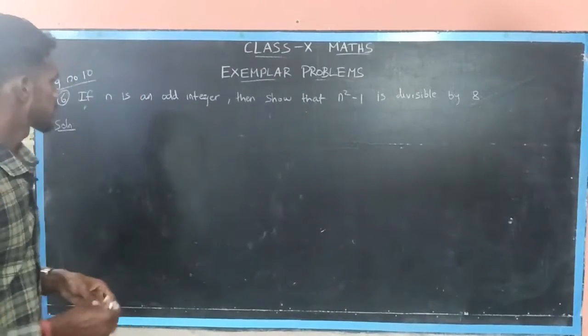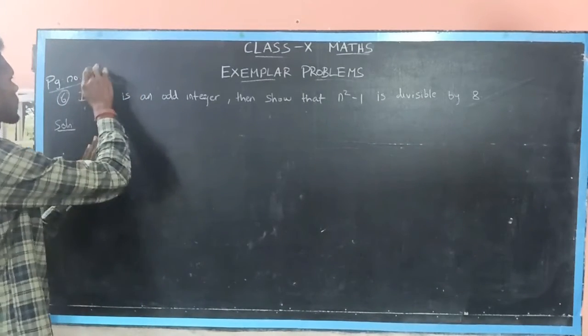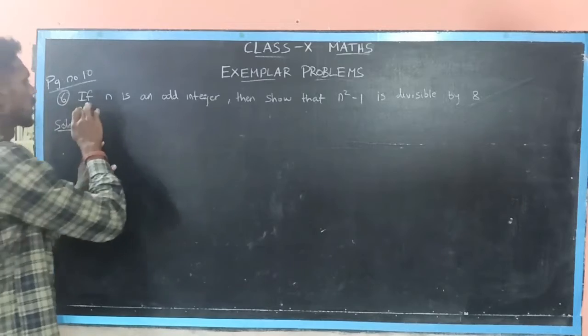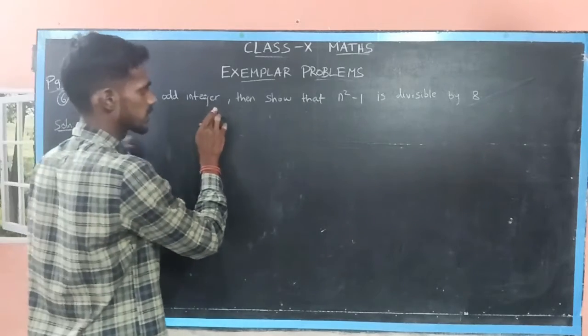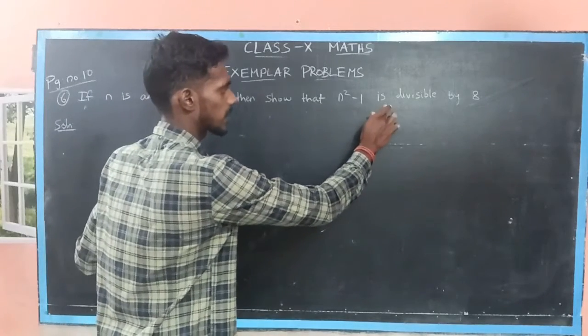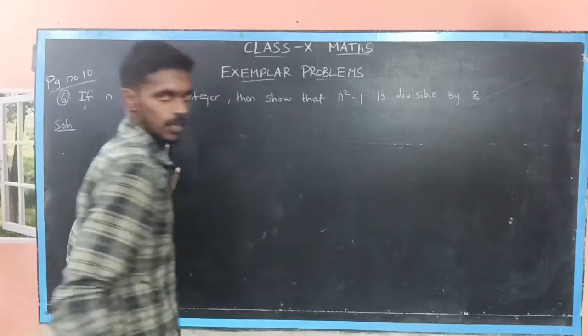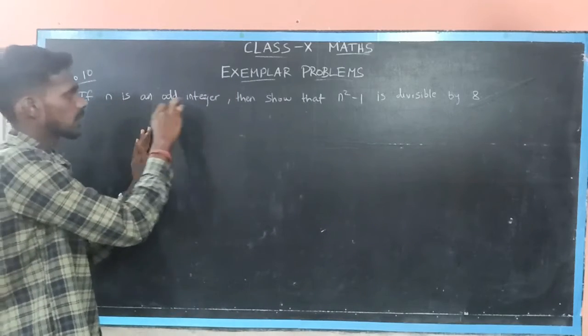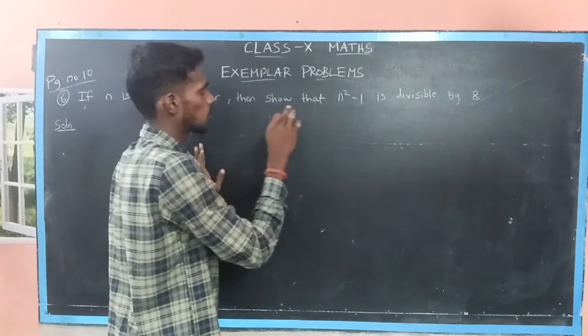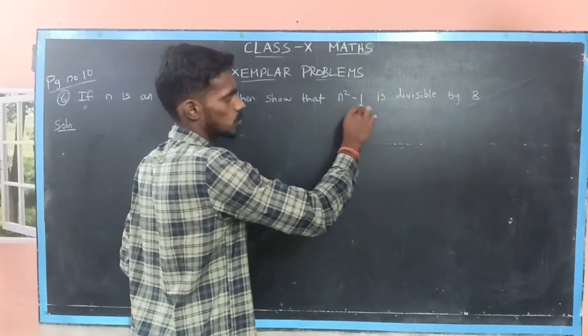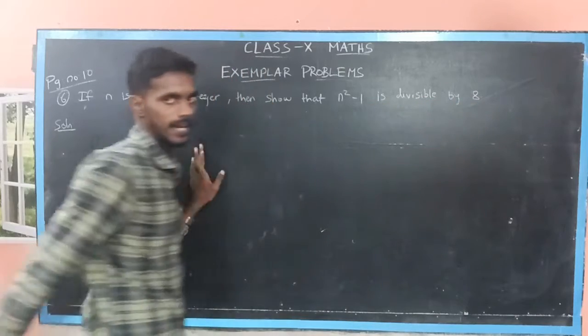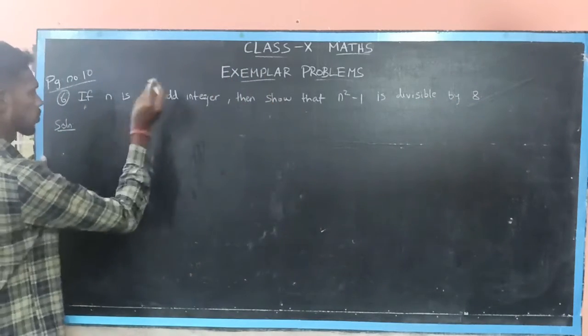Students, next the second question, page number 10, sixth number. If n is an odd integer, then show that n square minus 1 is divisible by 8. So, they have given that n is an odd integer and they have to prove n square minus 1 is divisible by 8. Okay. So, let us move to the solution.